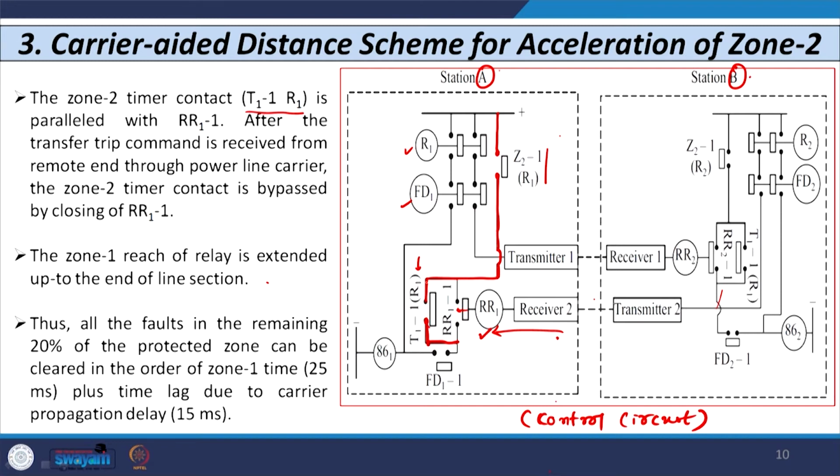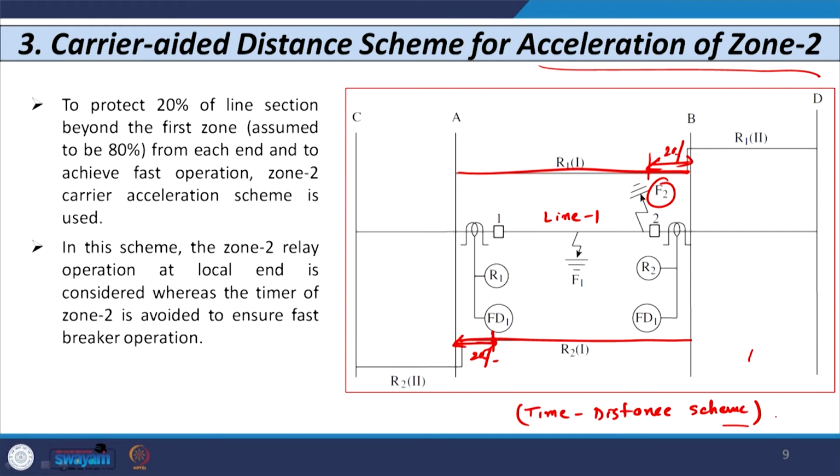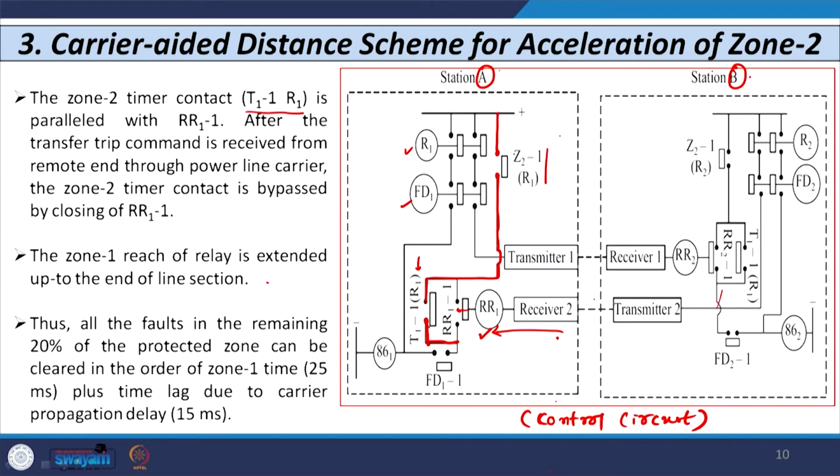Now, what actually happened? Whenever a fault occurs in this remaining 20% of the line, let us say at F2, relay R2 sees this fault in its first zone, but relay R1 sees this fault in its second zone. As you can see, the circle of the second zone, if we consider a mho relay, encompasses the first zone. So, the circle of the mho relay of first zone is like this, and the second zone is like this; it encompasses the first zone.